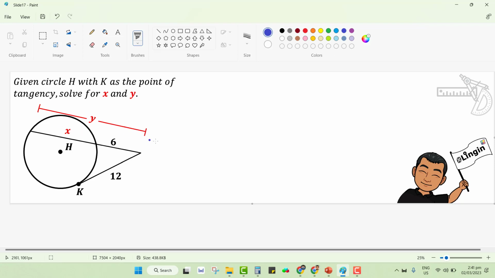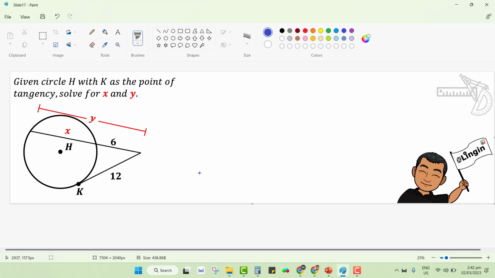But it's given here that K at the bottom is considered as the point of tangency to circle H. This would mean that this segment here containing point K as the point of tangency is called the tangent segment. So we have a tangent segment and a secant segment. In this given problem, since we're talking about measurements or lengths of segments, we are going to use another power theorem. In this case, we are going to use the Tangent-Secant power theorem because we have here a tangent and this is a secant.